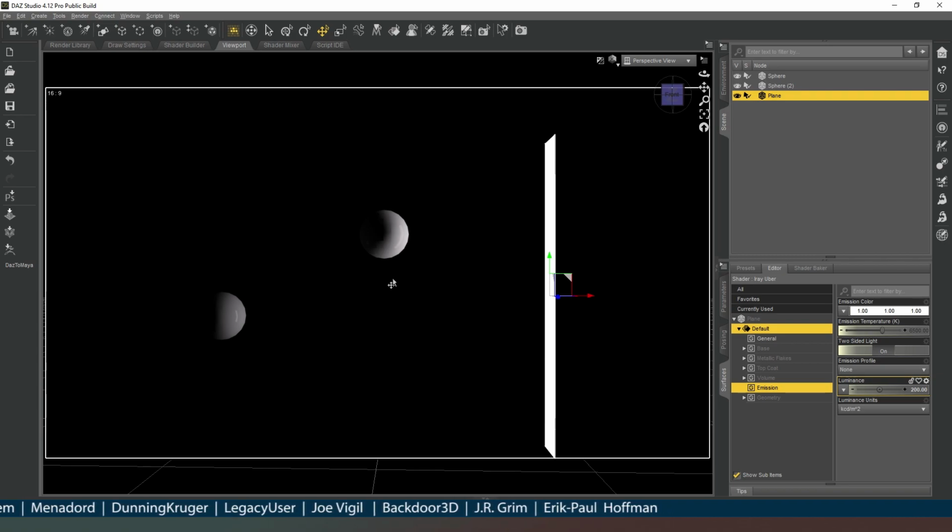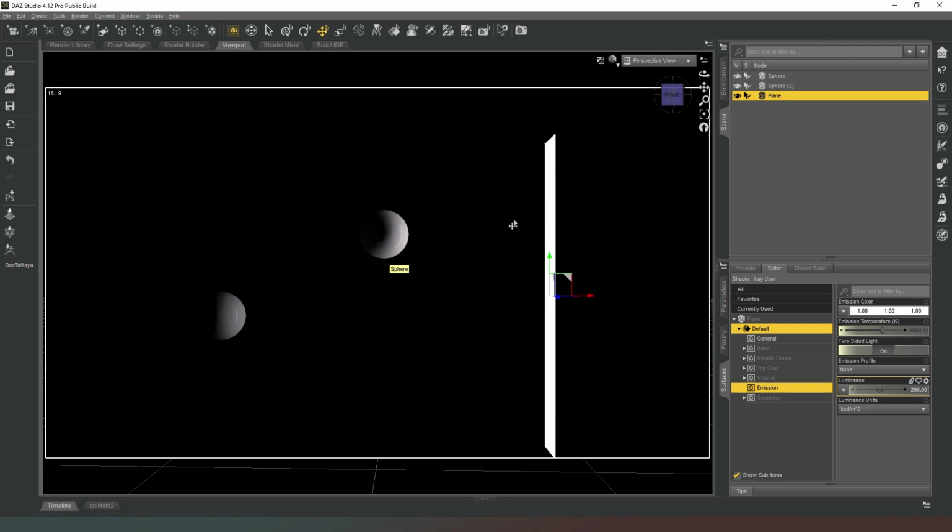Then I have two spheres, and this sphere is 1 meter away from that plane and this sphere is 2 meters away. And as you can see, the light is considerably dimmer on this sphere. Now we'll ignore the fact that this one being closer means that the relative size of this light source is slightly larger, so it wraps around a bit more. We're going to ignore that for now, and we're just going to talk about brightness.